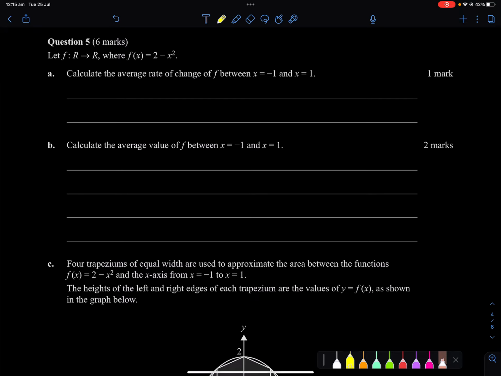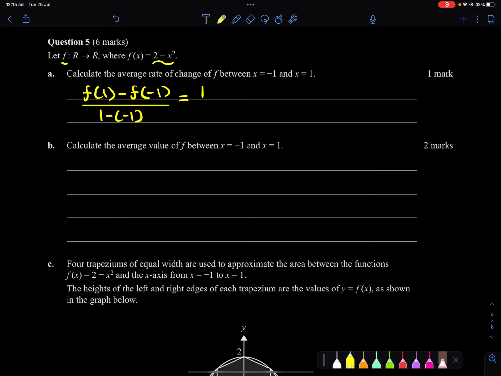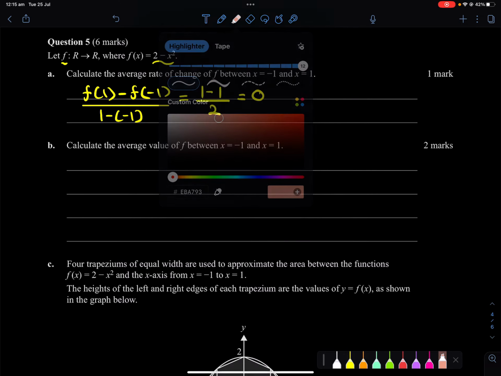So for question 5, it says, let f, okay, this is your function, all reals, that's your domain, where f of x is this. It is a parabola. Calculate the average rate of change of f between -1 and 1. So this is not bad. To calculate the average rate, it's f of 1 minus f of -1 over 1 minus -1. When we sub in 1, that will equal 1, and also when we sub in -1, that's 1 over 2, so that will equal 0. Okay, that's your solution for this one.